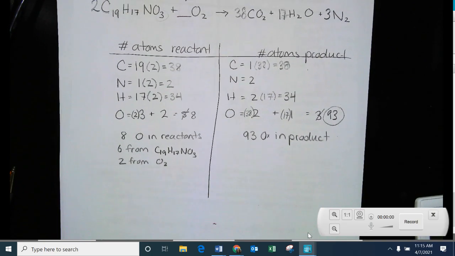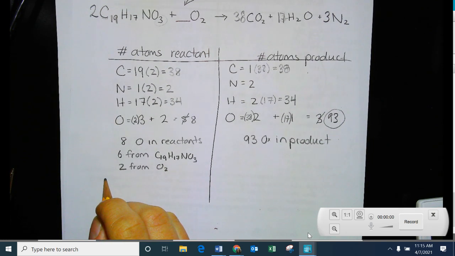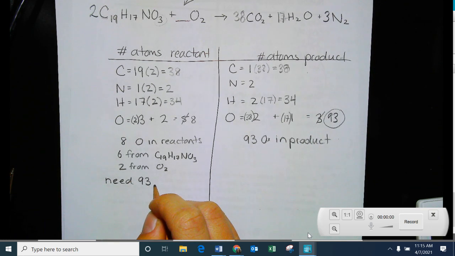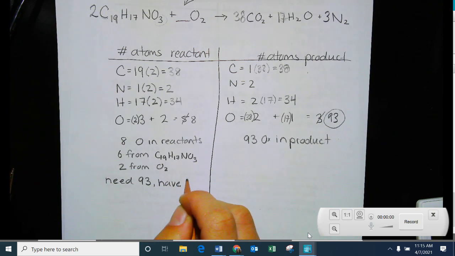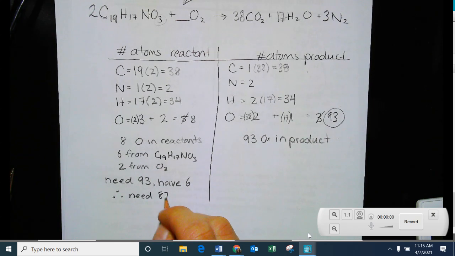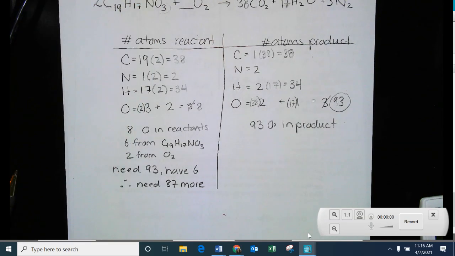Now the next step here is a fraction. And it's way simpler than I made it earlier. So basically you're just going, okay, need 93, right? Have 6. Therefore, need 87 more. Okay, so far so good? All right, so we need 87 more.